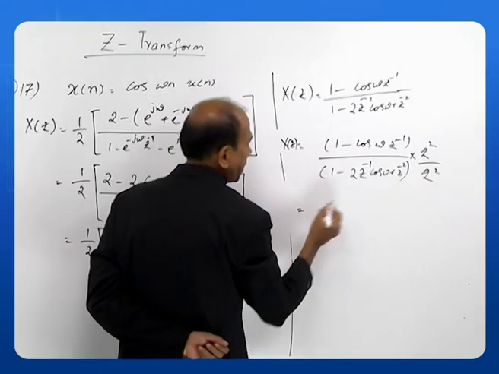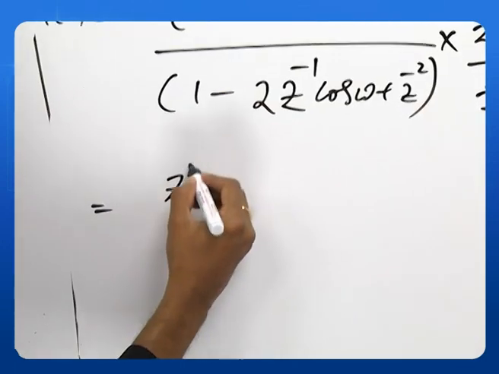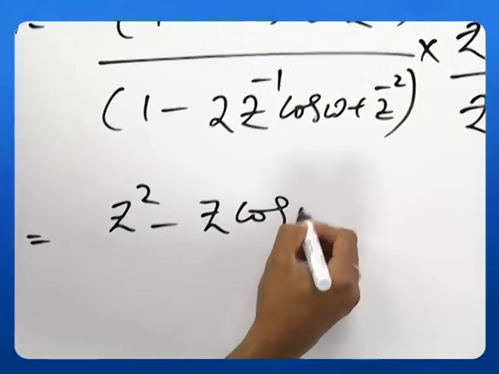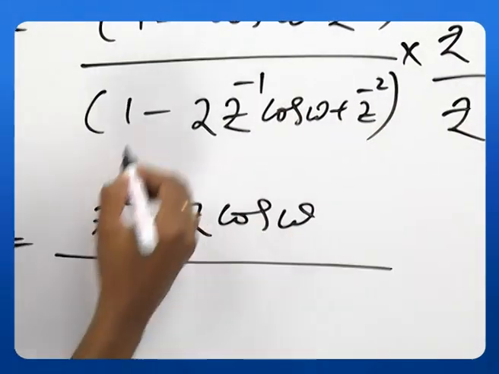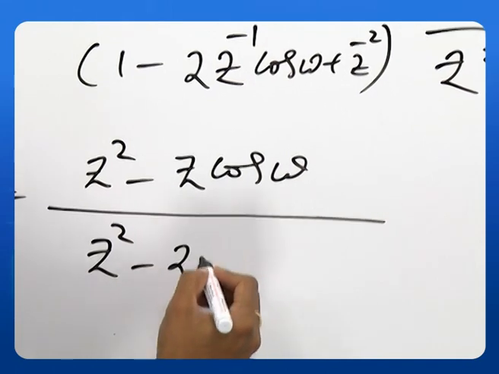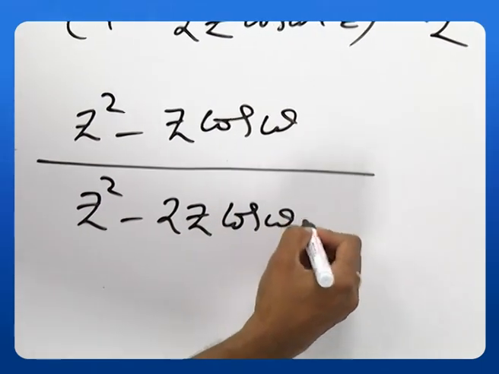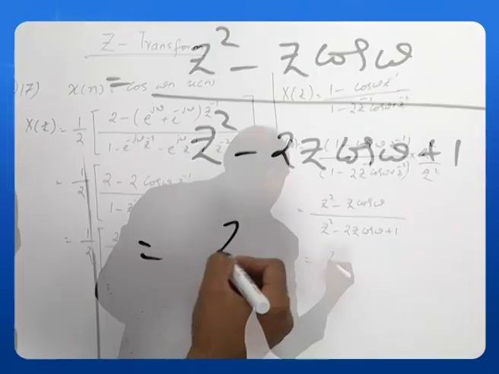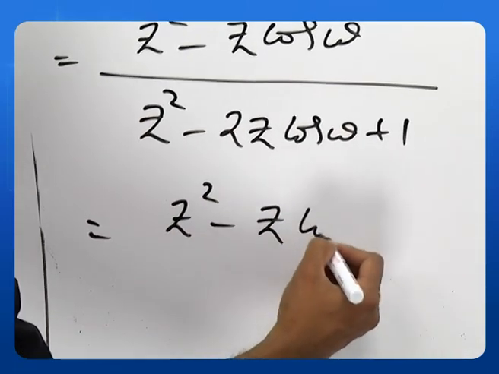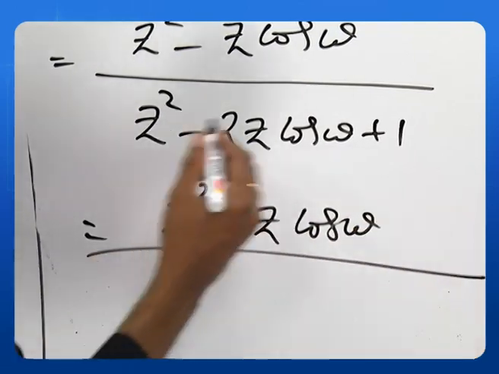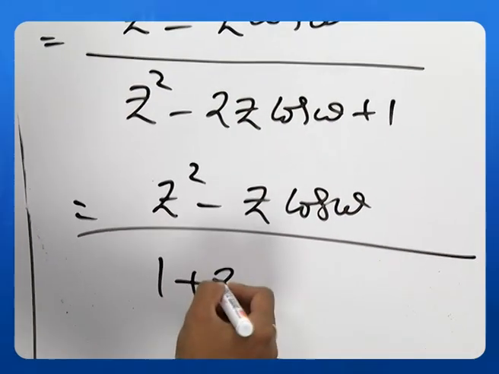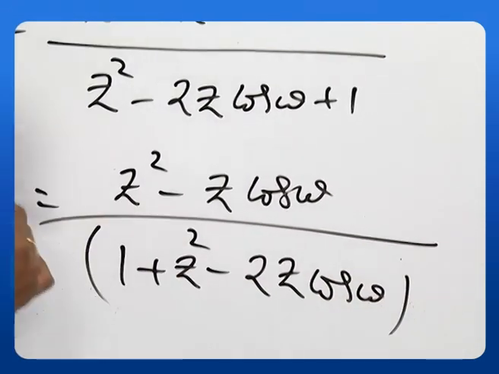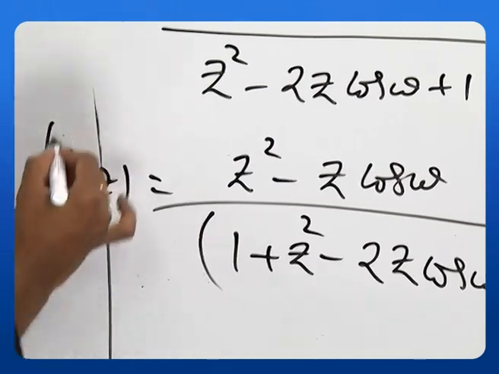So, let us multiply this and divide by this. That will be z square minus z cos omega divided by z square minus 2z cos omega plus 1. So, I just rewrite this a little here. I can write this as z square minus z cos omega divided by 1 plus z square minus 2z cos omega. So, this is my X of z.